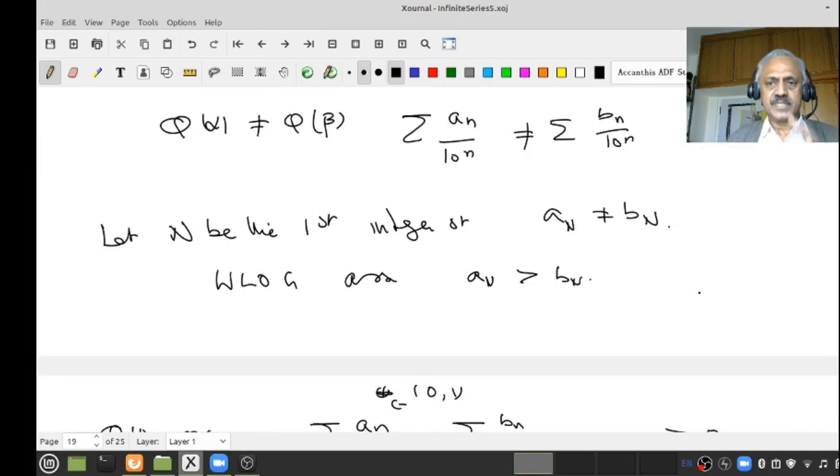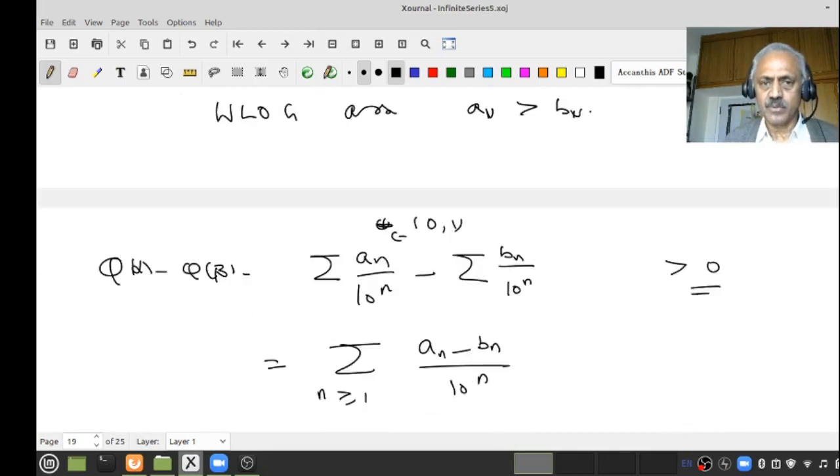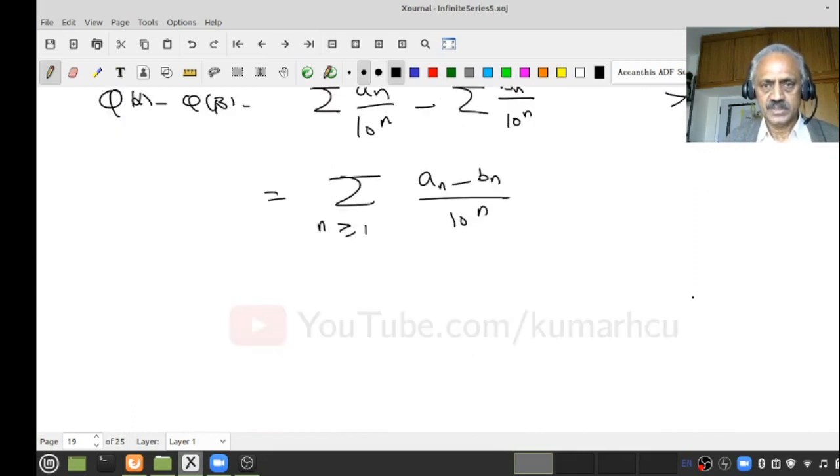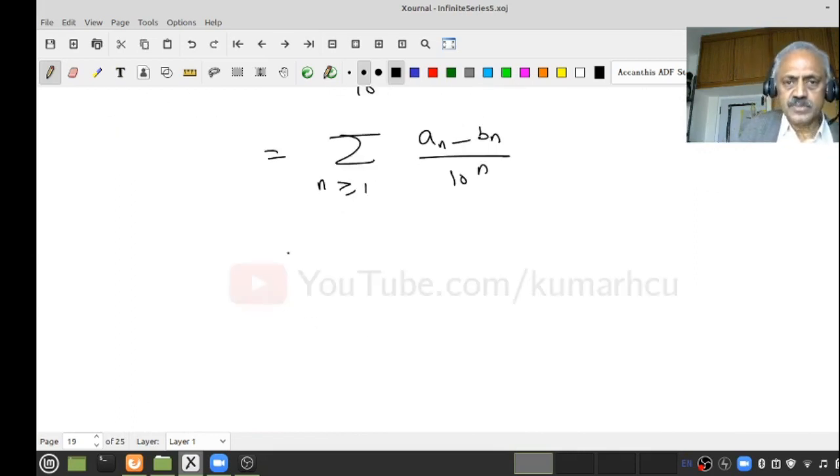That means there is an n so that a_n is not equal to b_n. So let us assume there is a capital N so that a_N is not equal to b_N. Without loss of generality, let me assume a_N is strictly greater than b_N. Then I want to say phi of alpha is strictly greater than phi of beta. Okay. Therefore, this is very easy.